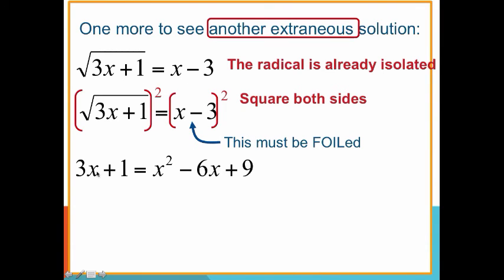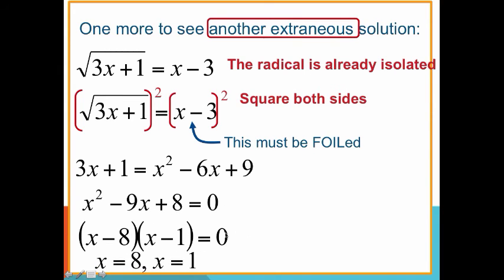You're going to get 3x plus 1 equals x squared minus 6x plus 9. And at this step, you guys need to start combining like terms. I would go ahead and subtract 3x and subtract 1 from both sides of the equation, and then you should be left with x squared minus 9x plus 8 equals 0. Now you can go ahead and factor your equation. When you factor this equation, you should get (x minus 8)(x minus 1) equals 0. Therefore, x is equal to 8 and x is equal to 1.